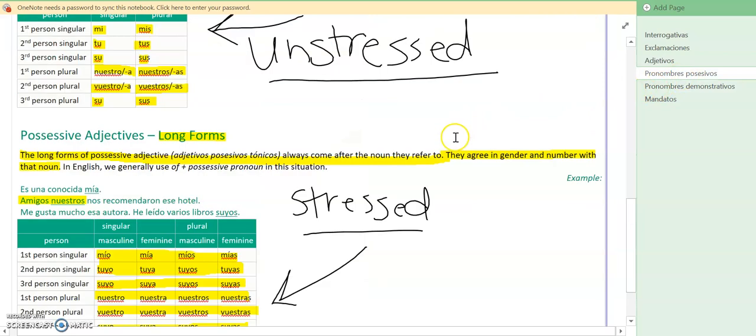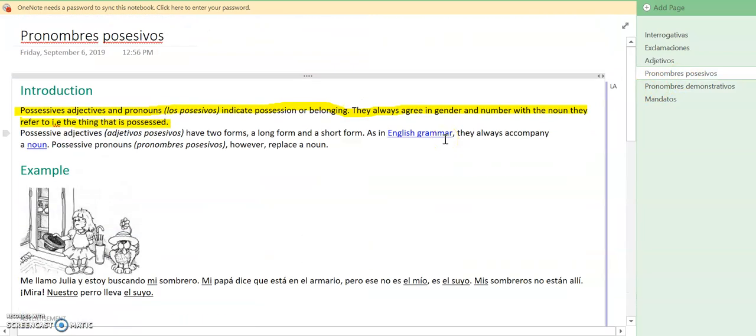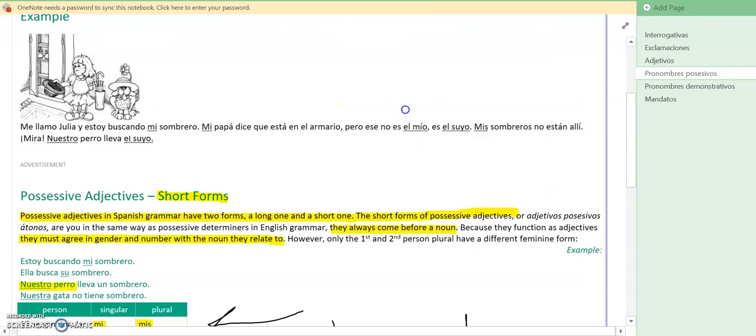Pronombres posesivos, so possessive pronouns is the next section. I know it says pronombres, and it says what are possessive pronouns. It should be what are possessive adjectives. I should change that. So possessive adjectives indicate possession and belonging, and they agree in number and gender. So you have to make sure you match them.